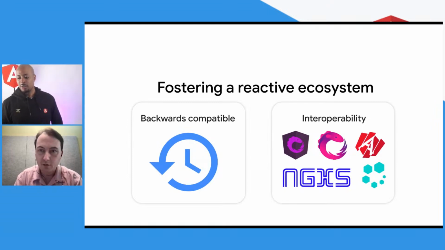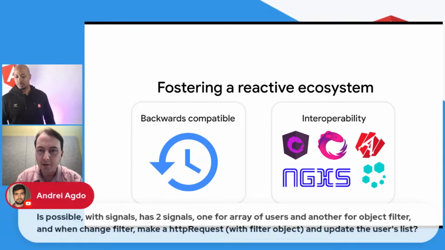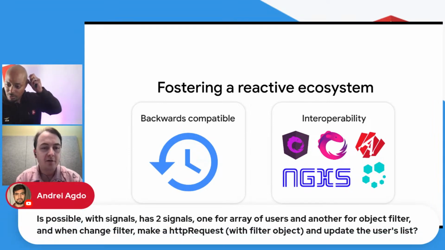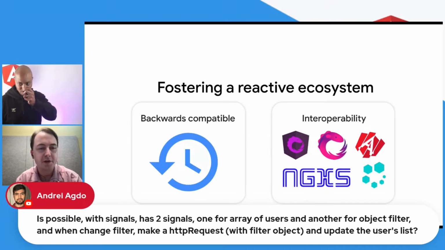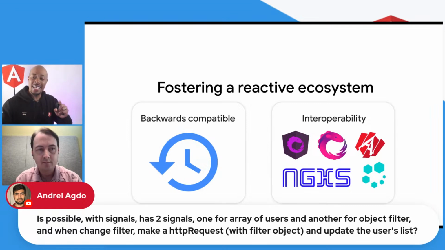Yeah, absolutely. So we have one here from Andre. Is it possible with signals to have two signals, one for an array of users and another for an object filter? And when changing the filter to make an HTTP request with a filter object and update the users list? Yup. Andre, that's a great question. So when you want to do something in signals based on a change that has happened, you got to use effect. The effect function will help you to do that because if one of those signals changes, then you could do what you want to do, right? It'll run the effect.